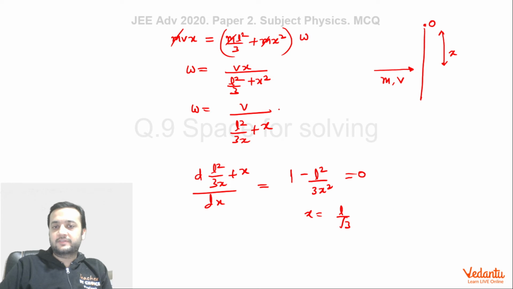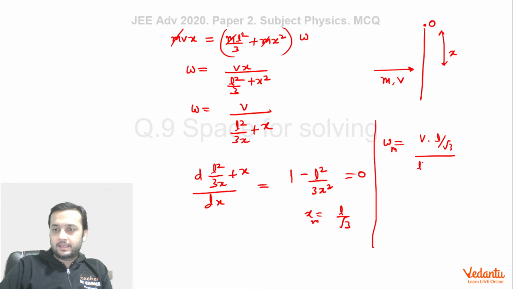So when you put this value back over here, or we can directly put it in this function, omega maximum will become v into L upon root 3, divided by L square by 3 plus x square, which is again L square by 3. So what do we get? This is 2L square by 3, 3 will go up. So this will become root 3 V by 2L.